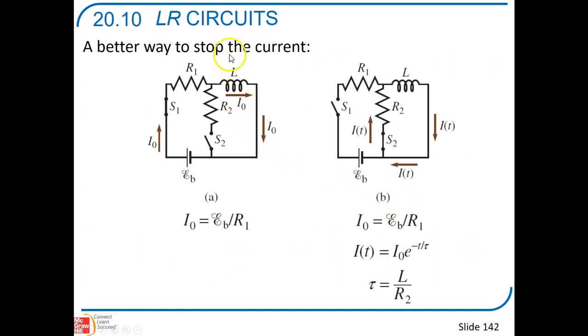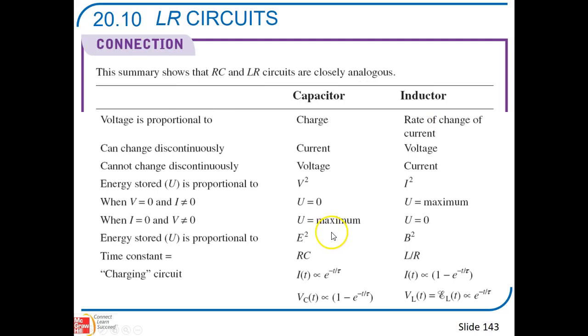So instead, the better way to stop the current is this. Here we're charging the inductor. Here's our voltage source, our source of EMF, the battery. We have current flowing through the switch, through the resistor, through the inductor, and over time it charges. The best way to stop it is to allow the current to continue through the circuit through a second resistor. So we can close switch 2 and open switch 1, and that would be a better way to discharge the inductor.